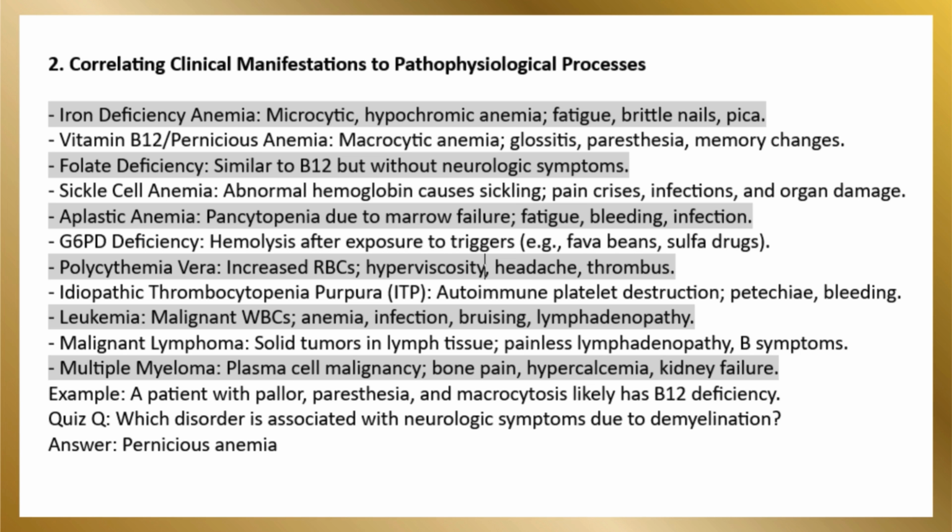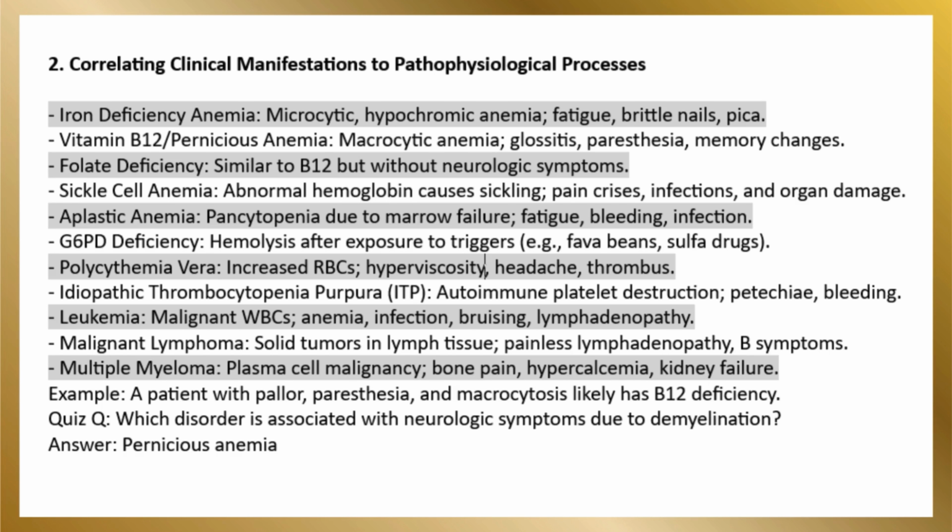pathophysiological process. So the next chapter has 11 diseases that the book categorizes, but there are a little bit more than 11. And these are the main ones. So the iron deficiency anemia, these are the keywords that you need to know. We talked about the brittle nails, pica, and the B12 and pernicious anemia, the glossitis, memory changes, folate deficiency, similar to B12, but without neurological symptoms.